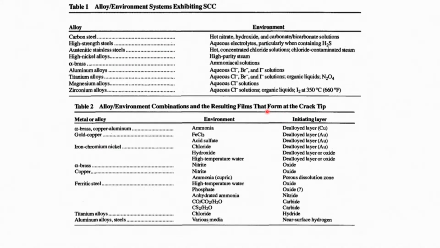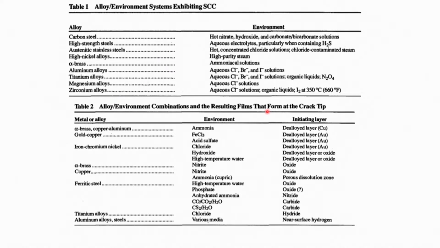If you take the case of the different alloys discussed above, like alpha brass, which undergoes stress corrosion cracking in ammoniacal solution, the initiation layer is a de-alloyed layer of copper. So, there is de-alloying, and as a result, naturally in that zone there is stress concentration and subsequent dissolution at a much faster rate. So, stress corrosion cracking behavior is observed in that case. In the gold copper system in ferric chloride, again there is a de-alloyed layer. In iron chromium nickel based alloy, in chloride, hydroxide or high temperature water containing environment, again there is a de-alloying phenomenon.